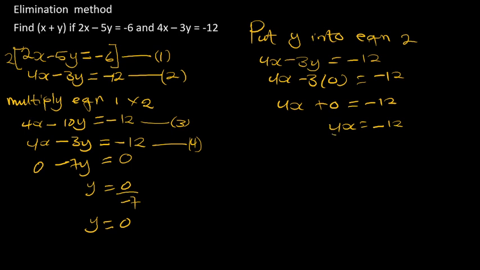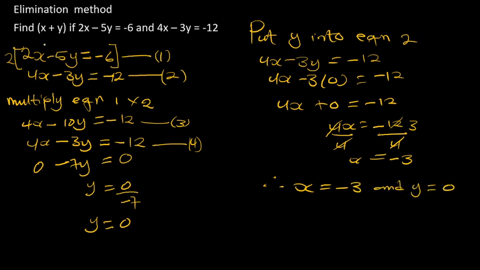Now let's solve for x by dividing through by 4. This can cancel out, and we have x equals, 12 divided by 4 is 3, so minus 3. So we now have x and y values. Let's conclude, therefore our x is equal to minus 3 and our y is equal to 0. Therefore our x plus y is going to be equal to minus 3 plus 0, which will be equal to minus 3.